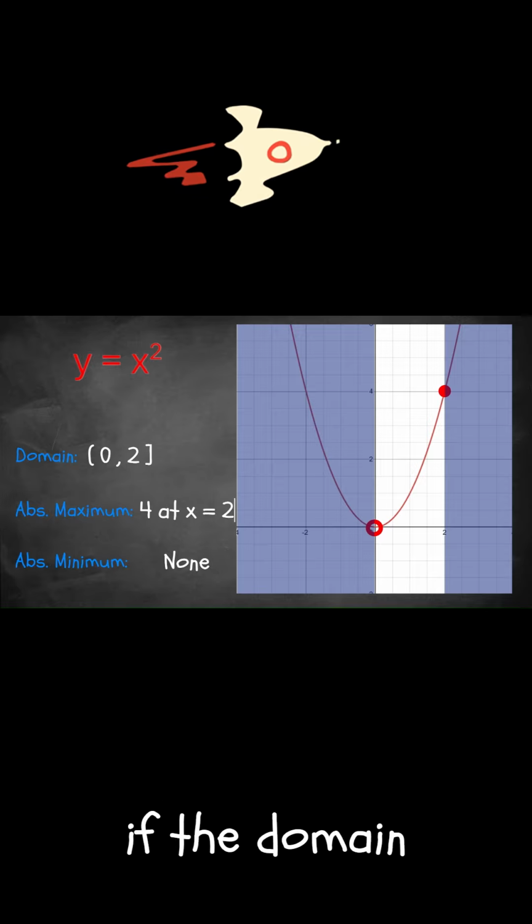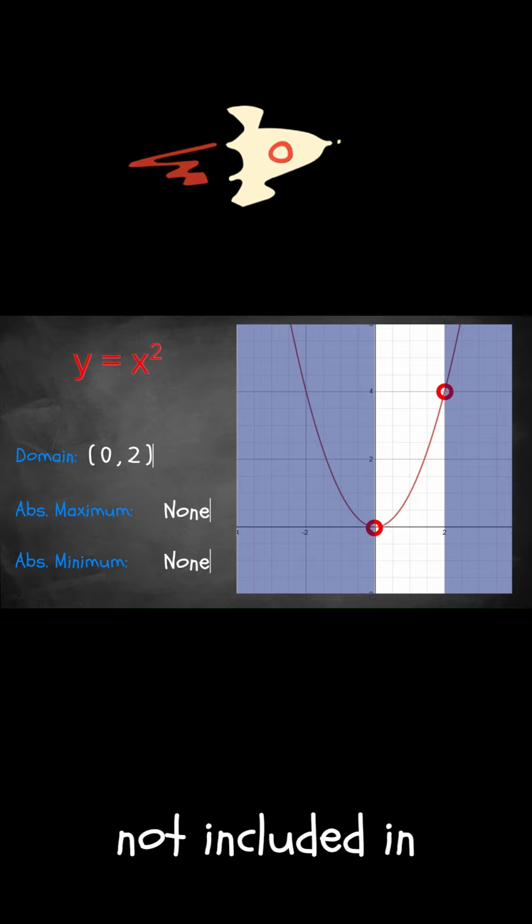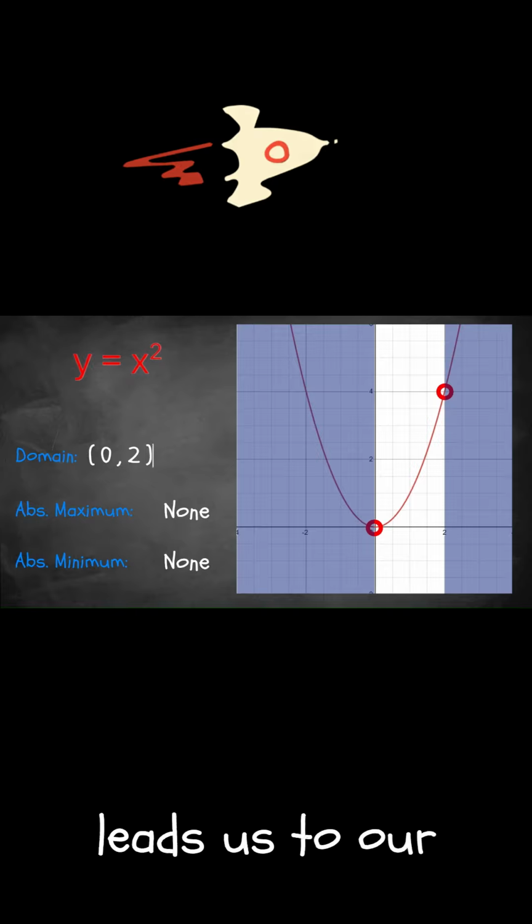Similarly, if the domain was non-inclusive on both ends of this domain, there will be no absolute extreme at all, since they are not included in the domain. This example leads us to our first theorem.